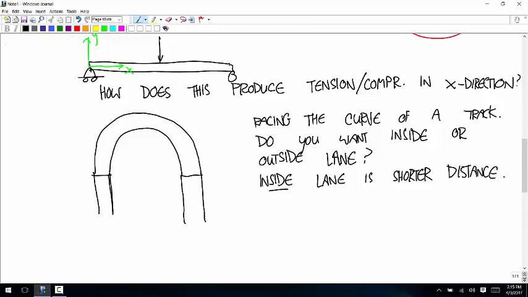Well, in track meets, they stagger the start, so it's not really a problem. But that means that this distance here is shorter, and this distance is longer.